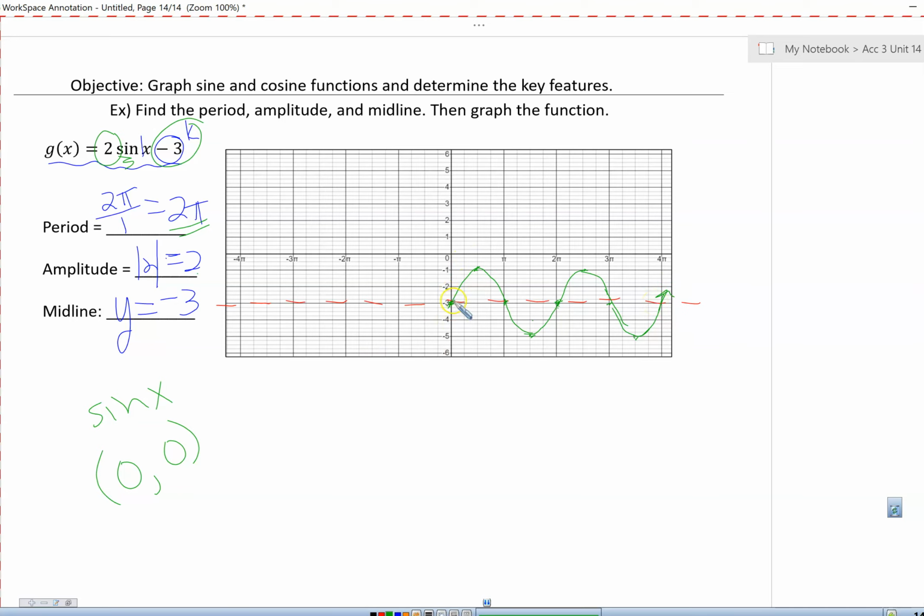Backing it up to the left, from midline, we were at a maximum here. So from this midline, we have to go to a minimum. And then midline, maximum, midline, minimum, midline, maximum, midline. And connecting those with a curve. Again, it would go down from here because this is a midline point, so it's heading to its next minimum. And that completes that sine curve.